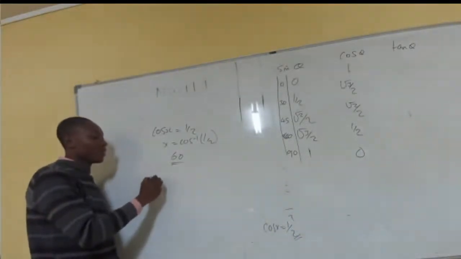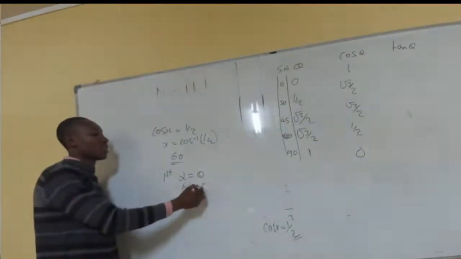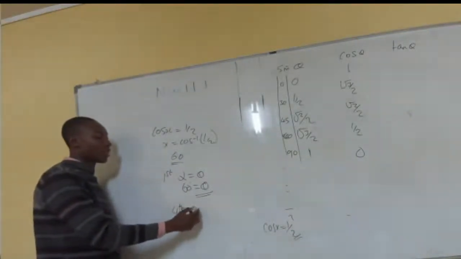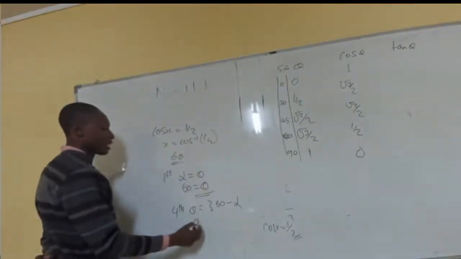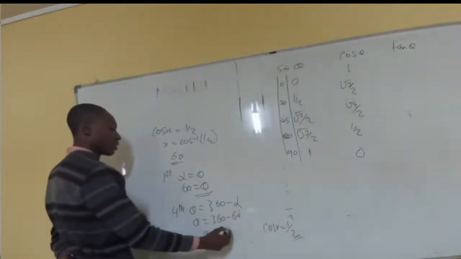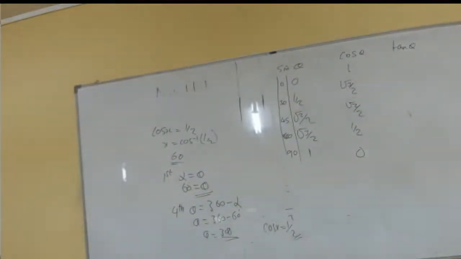In the first quadrant, we know that alpha is equal to theta. Since alpha is 60 degrees, theta is also 60. Then in the fourth quadrant, theta is equal to 360 minus alpha, so theta is 360 minus 60, which is 300 degrees. That is the answer for that particular question. That's basically how you go about these things.